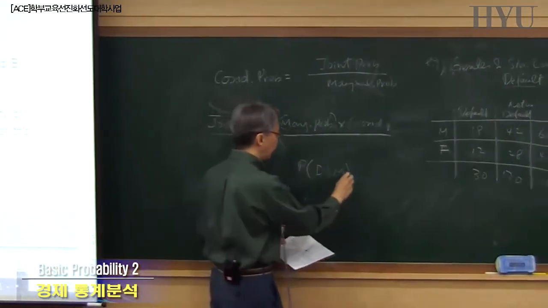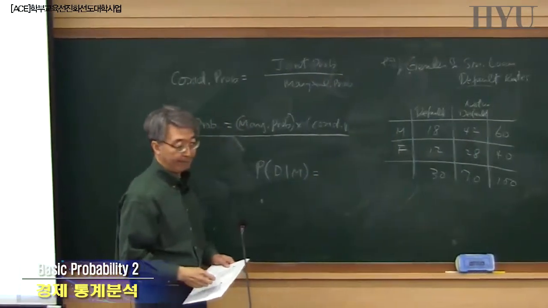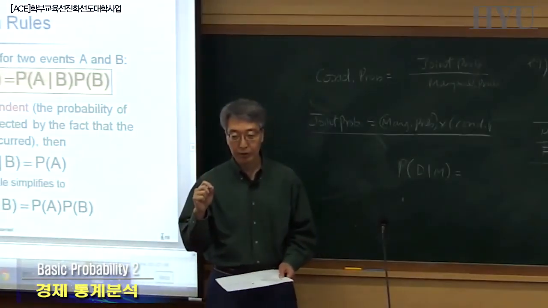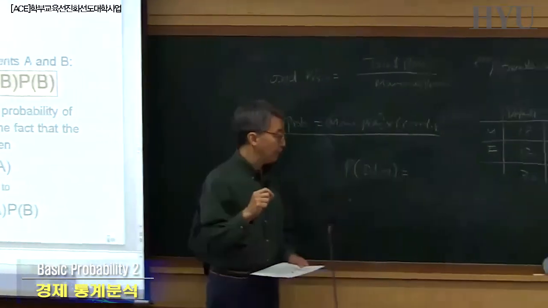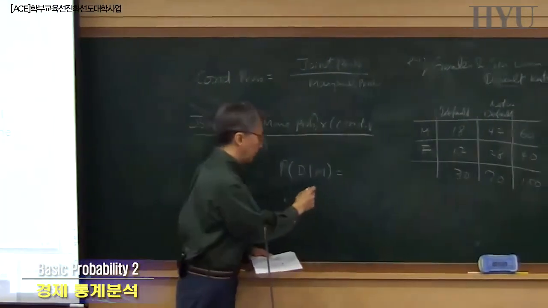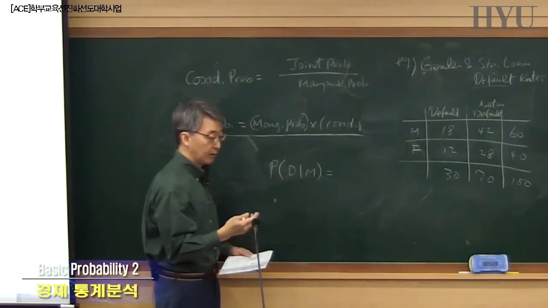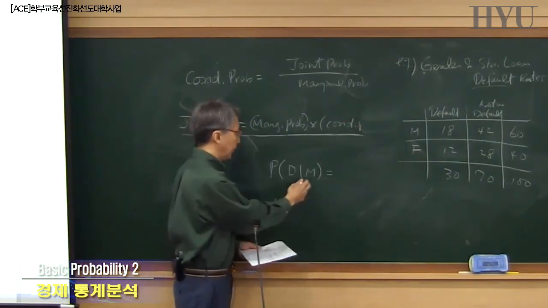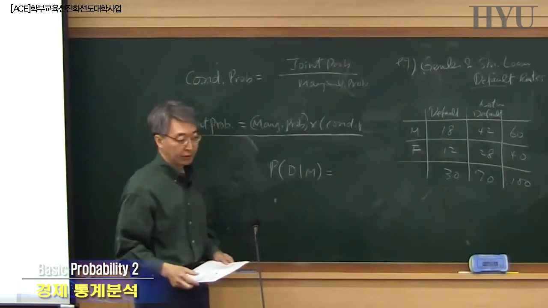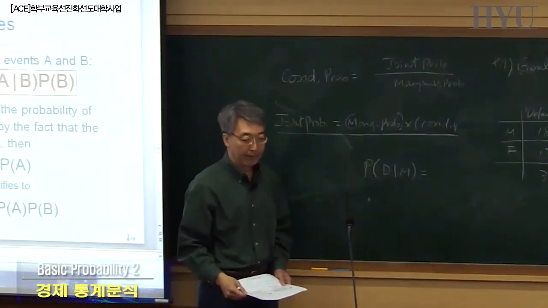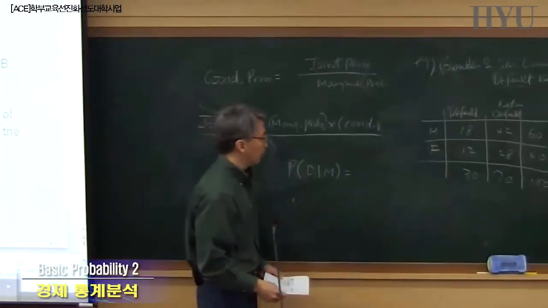Can you calculate it quickly? If you picked one student at random among the males, given that the graduate was a male, what is the probability that the person is in default? 3 out of 10. How did you calculate it?